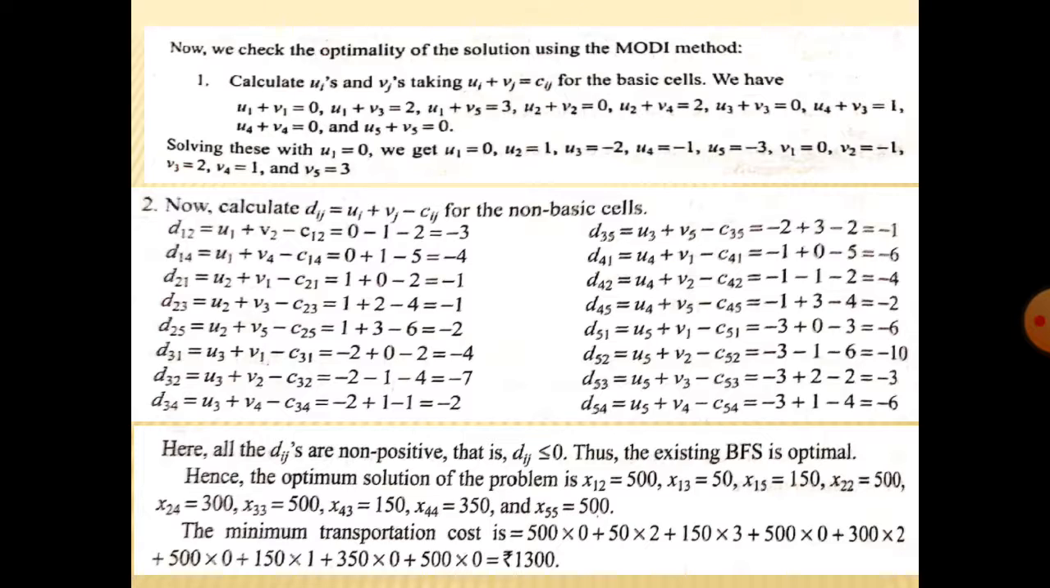And you write down the total cost. Now you should go for optimality test by Modi method. How to solve U and V's? U and V's we have to calculate. U1 plus V1, first initially you have to take it 0, and you have to find out all the values of U and V.